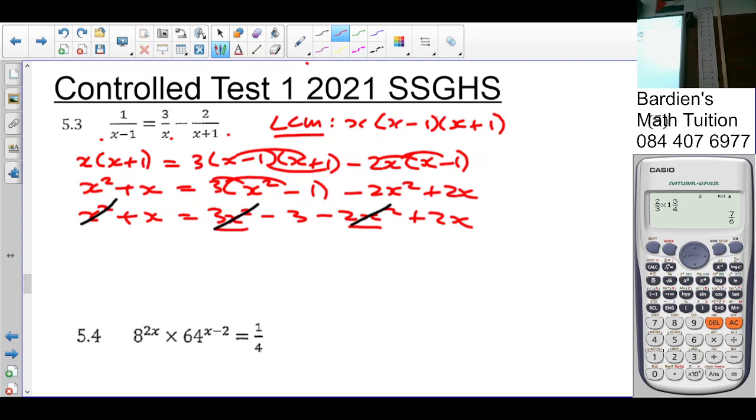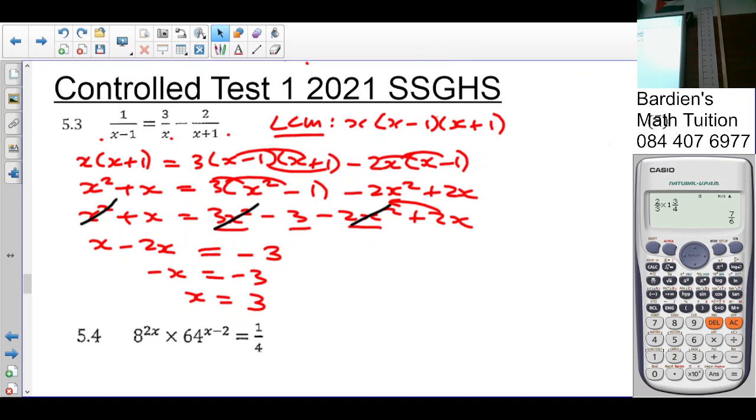If it didn't cancel out, then we'll bring everything to one side and we'll have 0 on the other side. Okay? So that simply gives us, so I'm going to bring 2x over. So it's going to be x minus 2x is going to be equal to minus 3. So that's negative x equal to negative 3. So x equal to 3.